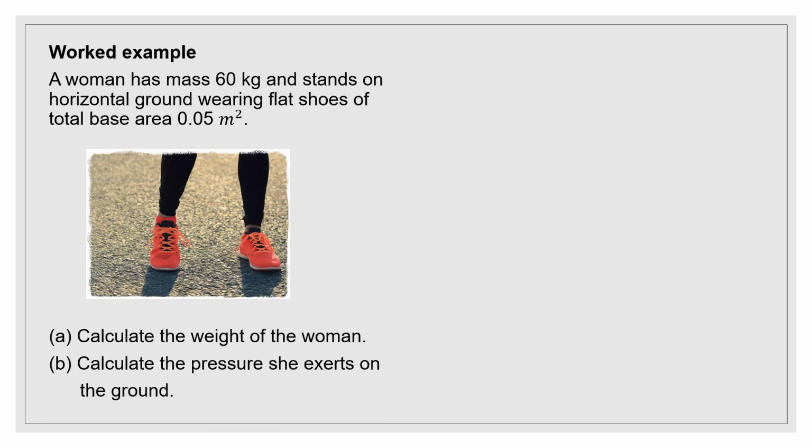A woman has a mass of 60 kilograms and stands on horizontal ground wearing flat shoes of total base area 0.05 meter squared. We need to calculate the weight of the woman and then the pressure she exerts on the ground. We will need the value of the acceleration due to gravity to be able to find the weight of the woman.